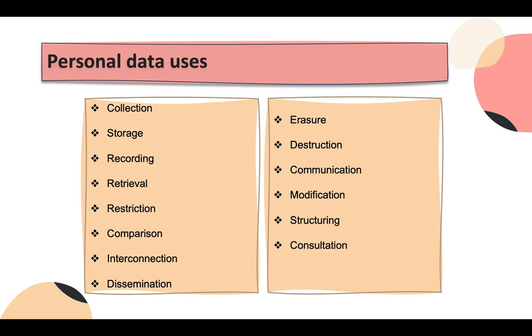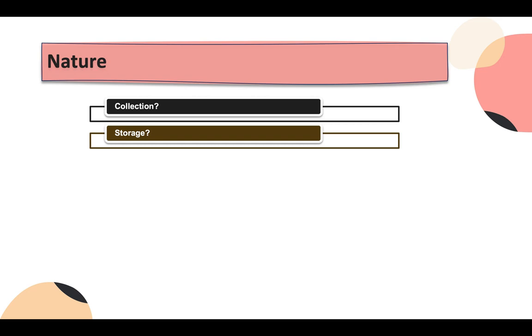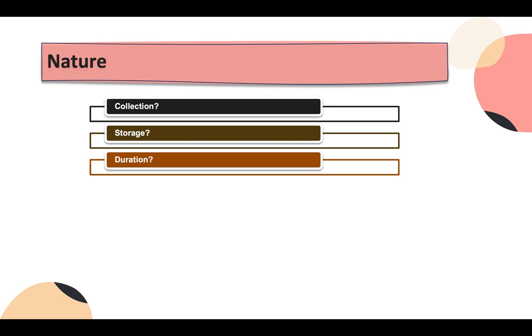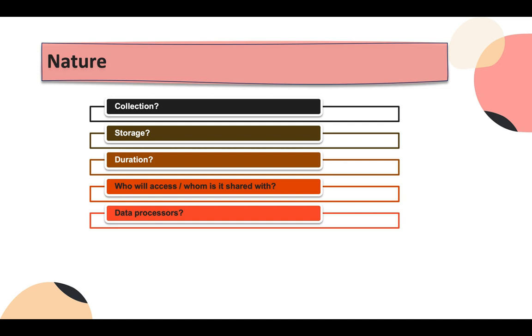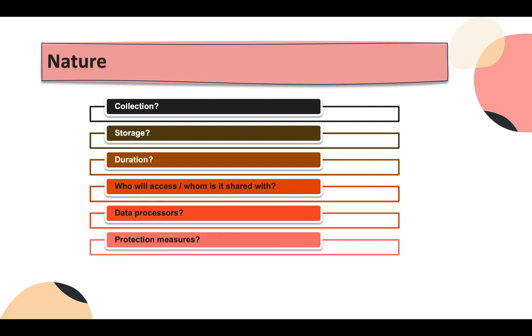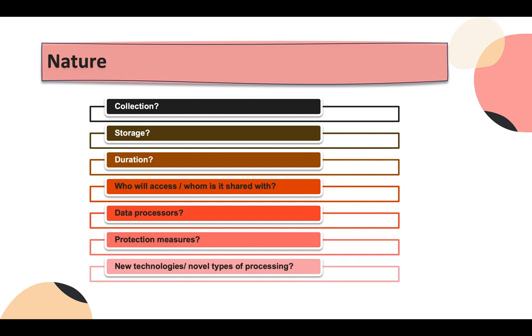So when working on this part of the description, one must give answers to a couple of questions. These include: how are you planning to collect the personal data, and how do you intend to store the collected personal data? For what duration will you store the data? Which members will have access to the collected data? And other than that, are you going to share it with someone else? Are you using any data processors? What measures are you taking to protect the data? Any new technologies or novel types of processing that you are using? So that would be our first part.